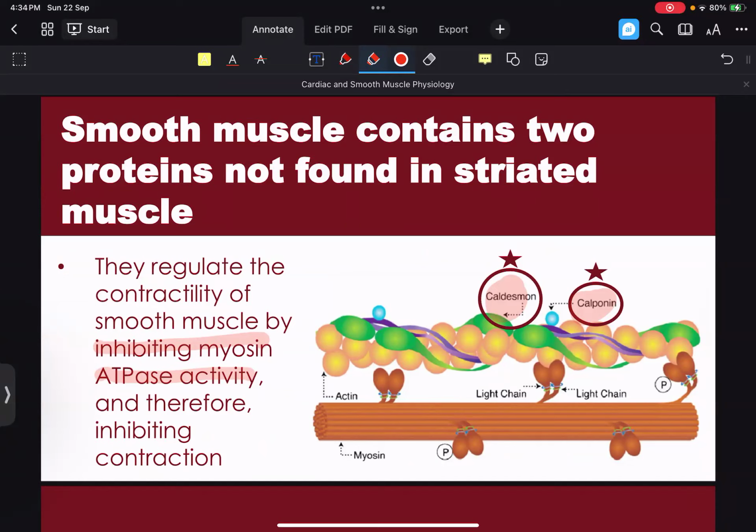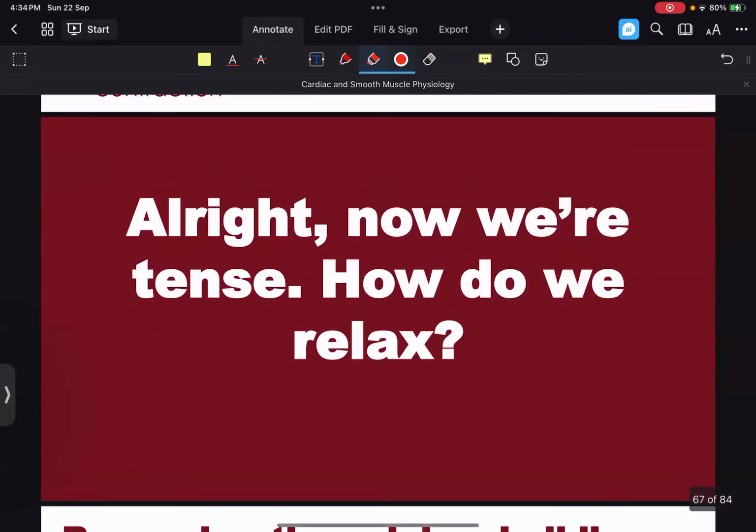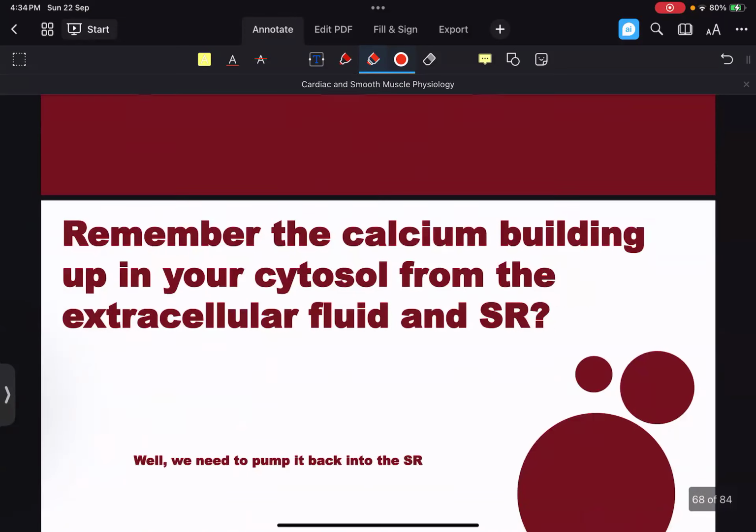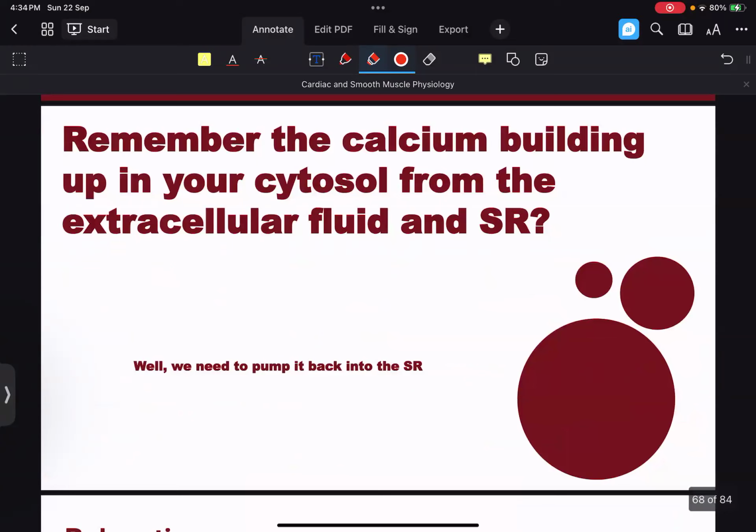You do not need to know what activates those two proteins. You just need to know, if an MCQ came, number one, they are not found in any cell other than the smooth muscle cell. Number two, they can inhibit myosin ATPase activity to regulate the contractions. How do they activate? When do they activate? That was not within your learning objectives. Okay, so now we're done with contractions. How do we relax in smooth muscle cells? It's the same concept from the previous lecture. You want to get the calcium back to its normal areas, either back in the sarcoplasmic reticulum or back outside the cell.